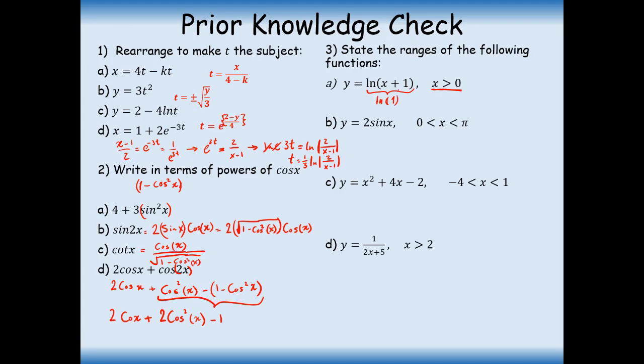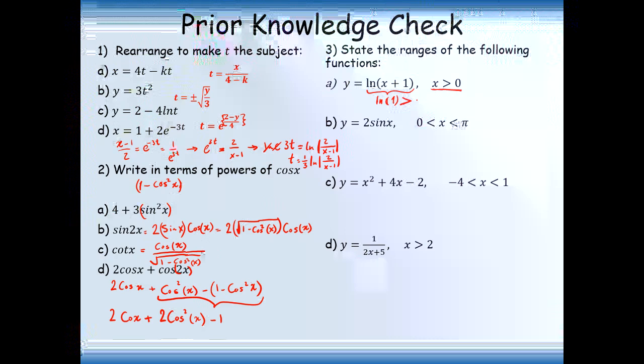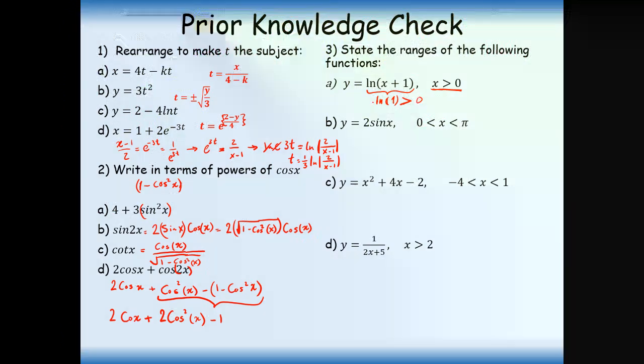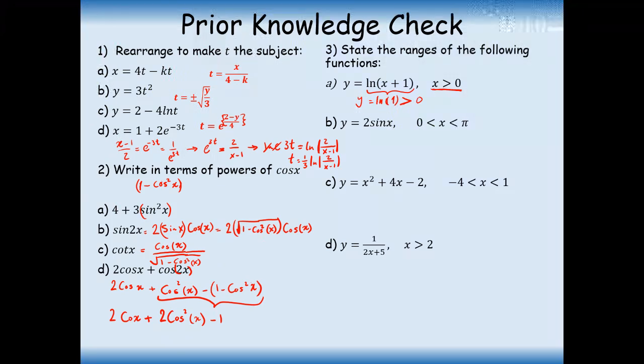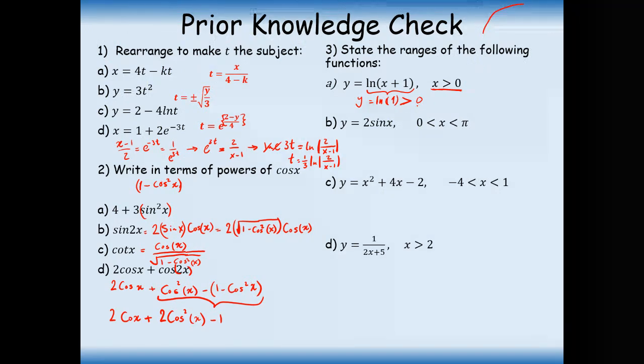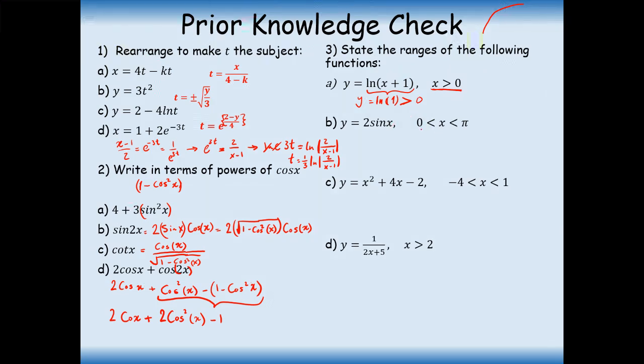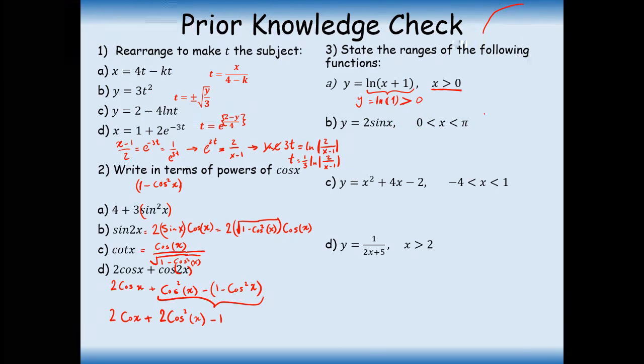So, x can only go up, so log is a positive function, and it's an increasing function, so it will always increase. We know log of 1 is 0, so y will always be bigger than 0. Because of the nature of the function, that log is always an increasing function, the y value will always be increasing as well.